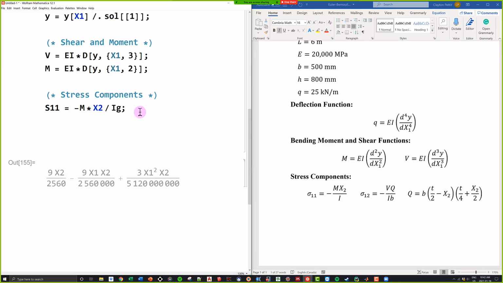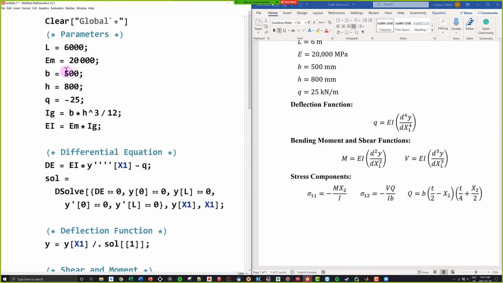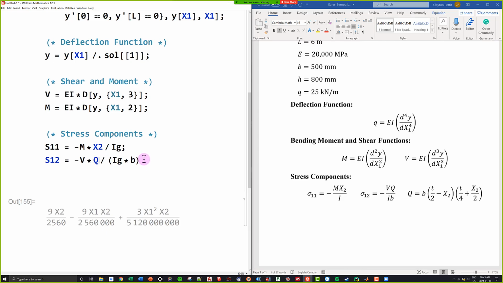All right. So if we look next, we want the stress component sigma 1, 2. So S1, 2 is going to be equal to negative V, where we defined V above, times Q, and then divided by I times B. I is our moment of inertia, which we defined. B is just the thickness of the beam right here, which we've also defined. The only thing that we haven't defined here is going to be Q.